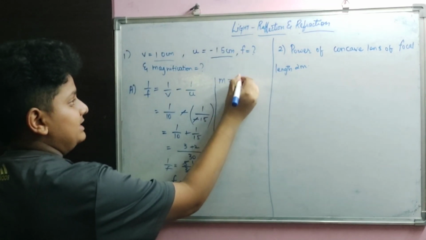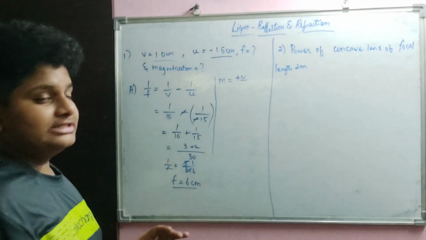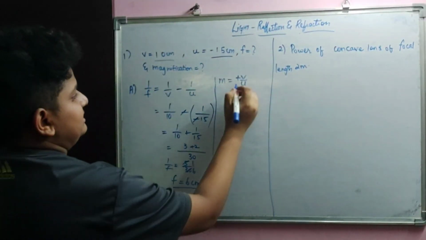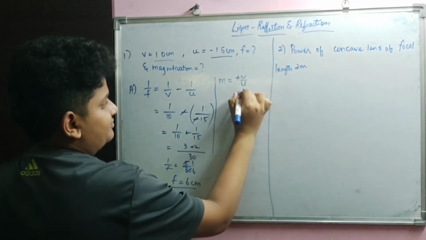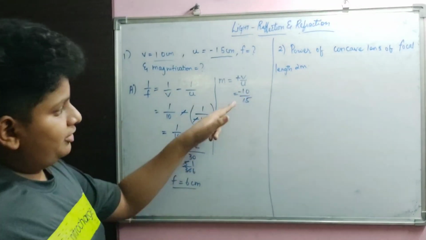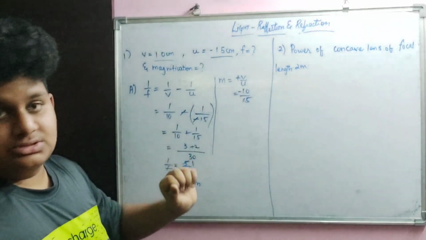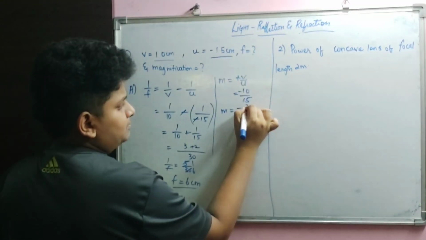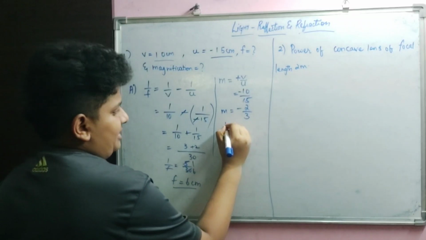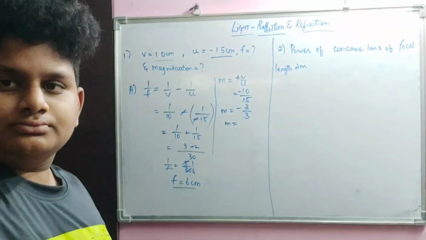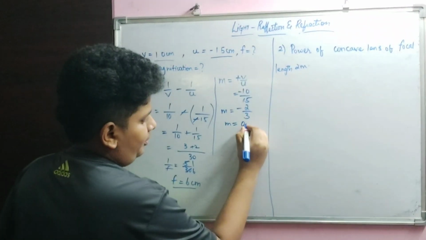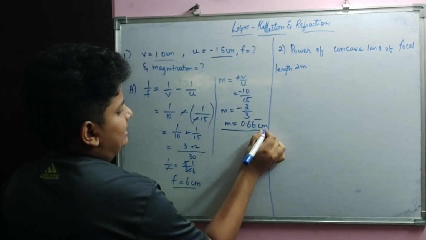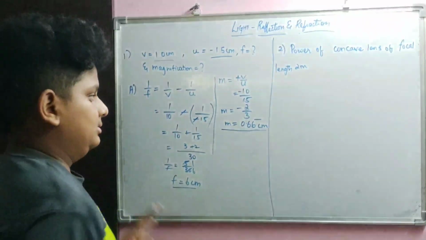Now let us see the magnification. m is equal to v by u. The value of v is 10 centimeters and the value of u is minus 15. So it's minus 10 by 15. So the magnification is equal to minus 2 by 3, which is minus 0.66 recurring.